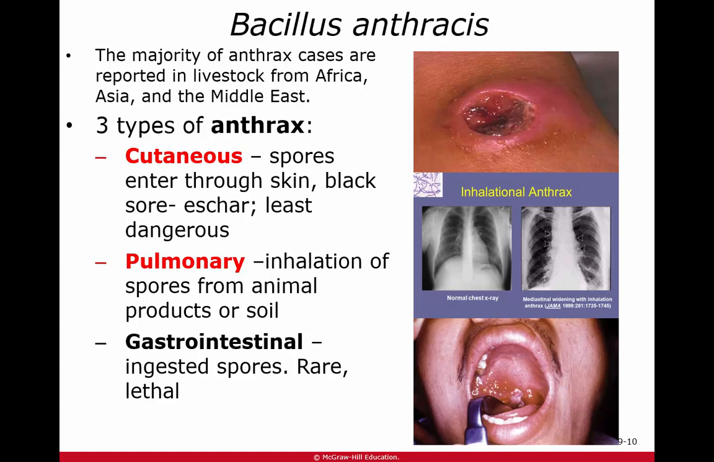Pulmonary, on the other hand, is usually inhaled. It can be from animal products or from soil, or it can be used in biochemical terrorism. And so that would obviously affect the lungs. And then gastrointestinal is an ingested spore, and this is, of course, very rare. Unfortunately, even though it's rare, it is often lethal.